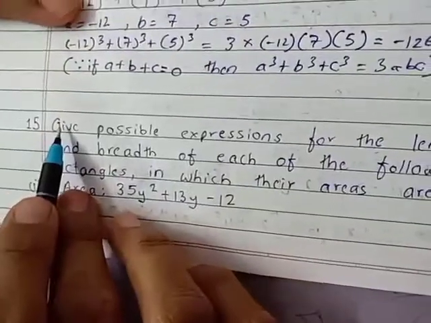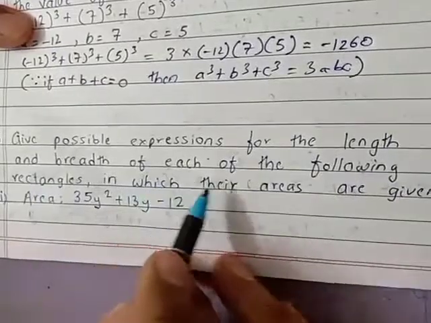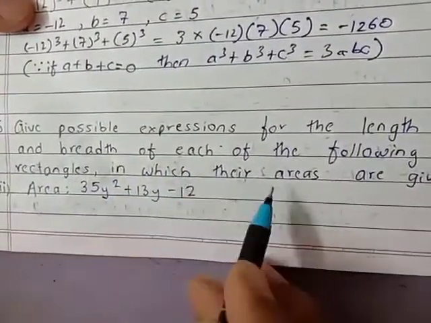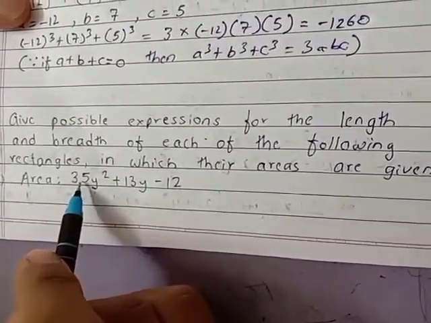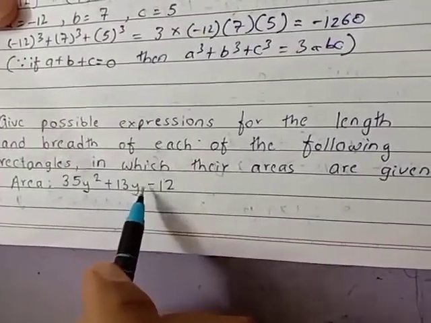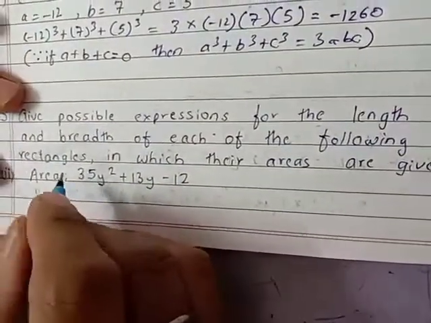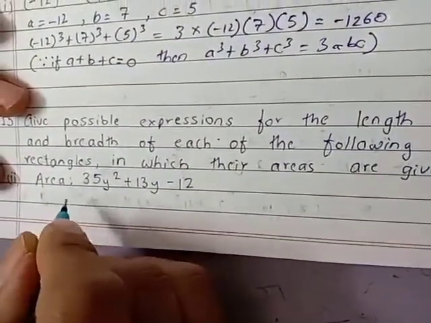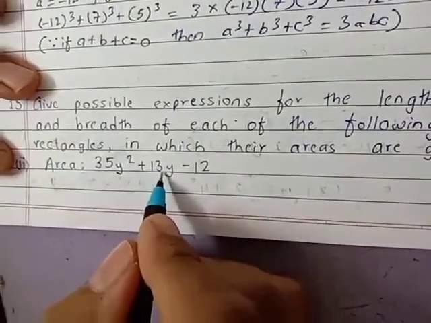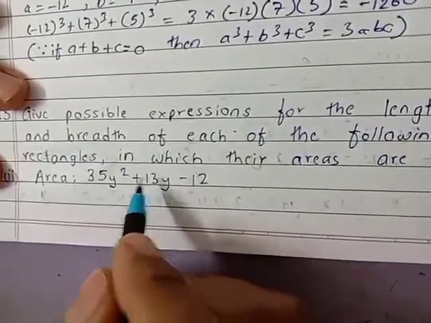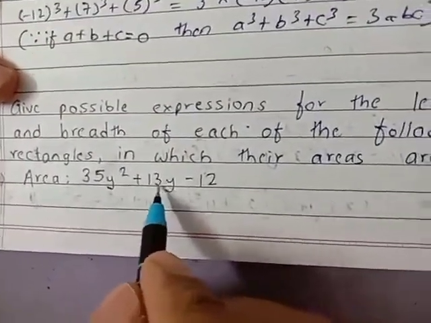So this is question number 15. Give possible expressions for the length and breadth of each of the following rectangles in which their areas are given. Okay, the area given here is 35y square plus 13y minus 12. Okay, this is the area. So now how will we solve this? We'll split the middle term.